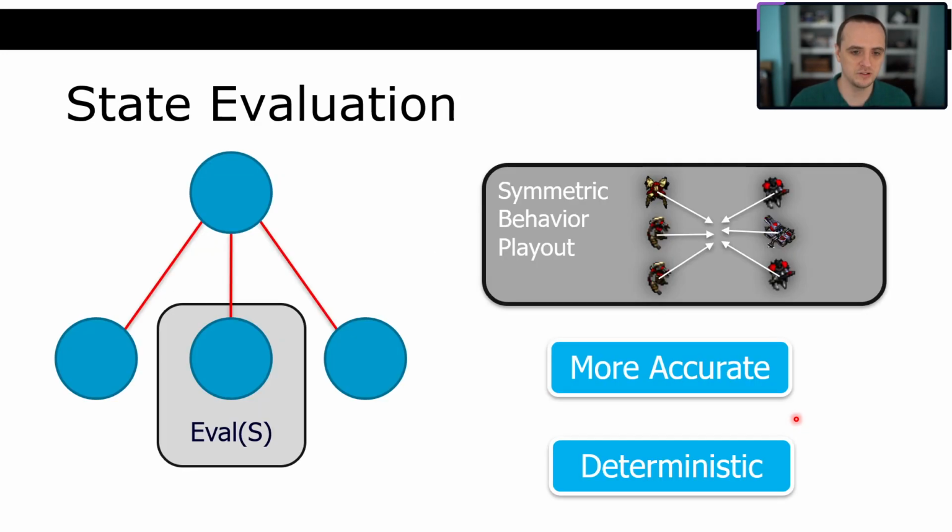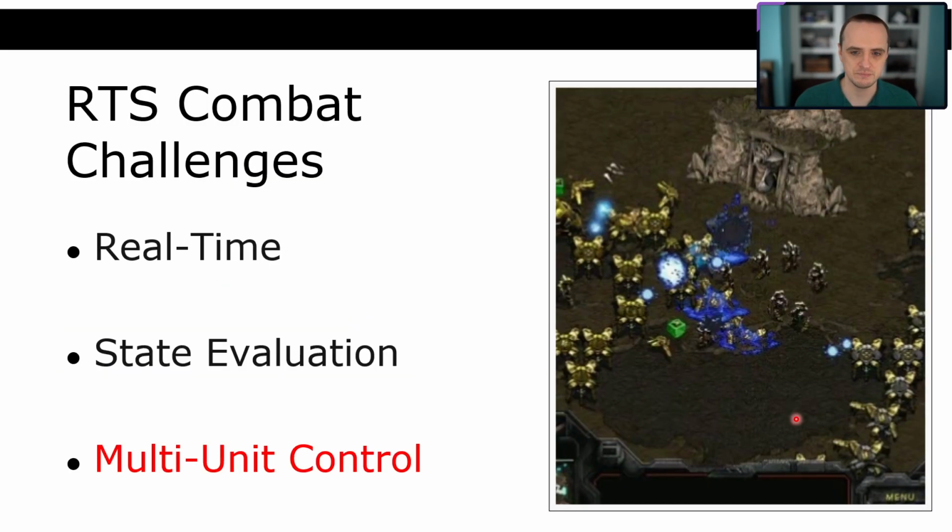So what we did was we used these symmetric scripts, meaning that both players are going to choose attack closest or some other maybe more intelligent script and attack each other, and that was our state evaluation. So rather than trying to sum up the unit hit points or do random playouts, we did these symmetric playouts, and that worked out really well.